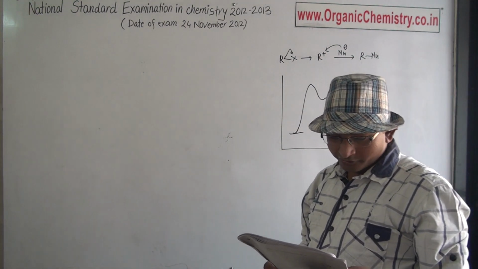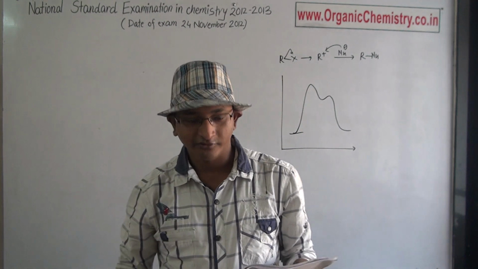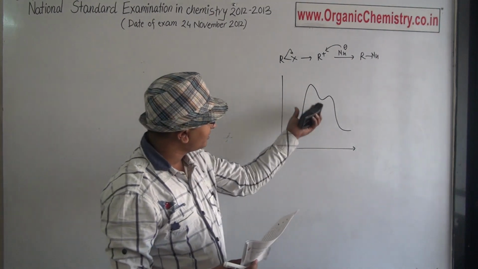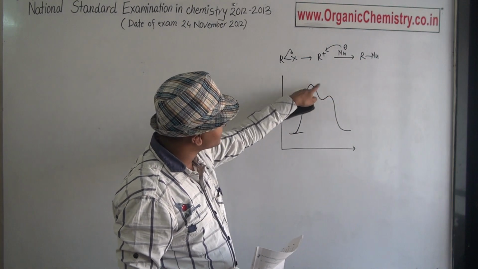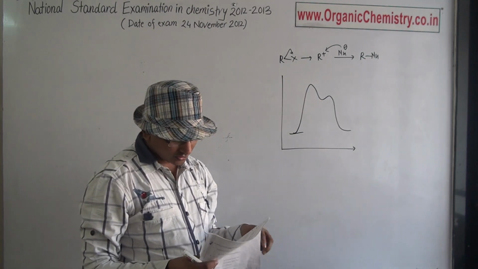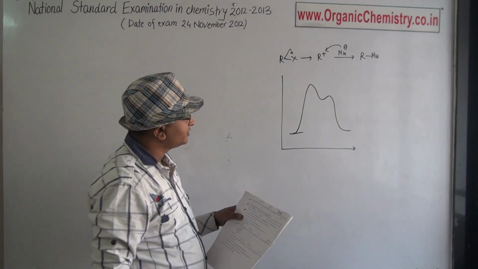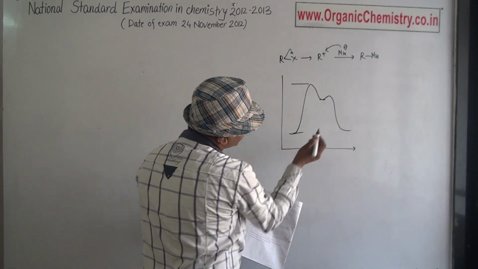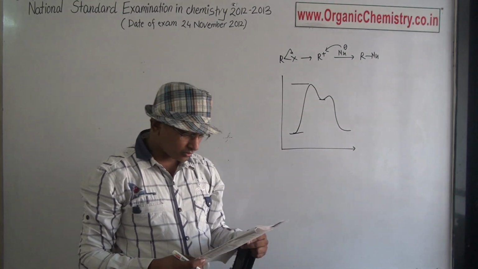So the question is, which of the following information is not provided by a reaction mechanism? First option: which intermediate and transition state are formed? By observing this reaction coordinate, you can easily observe these two transition states and this carbocation, which is the reaction intermediate. So it is correct. Which is the slowest step? You can observe the activation energy of this one is higher compared to that of this one, so this is the RDS step. So this information is also given.